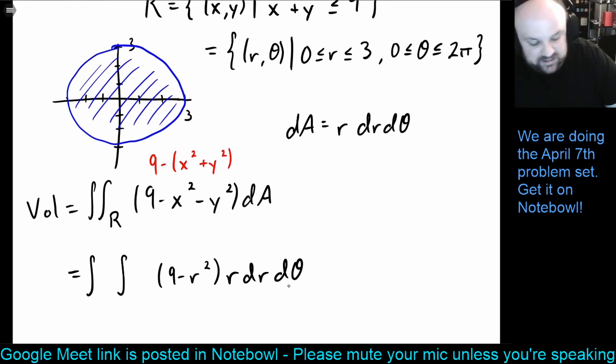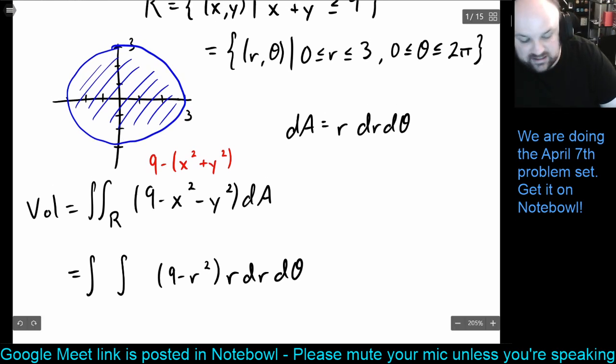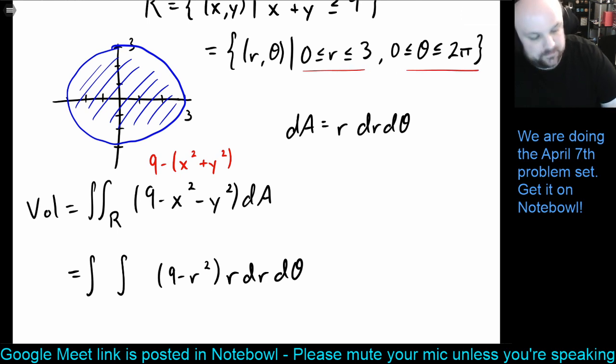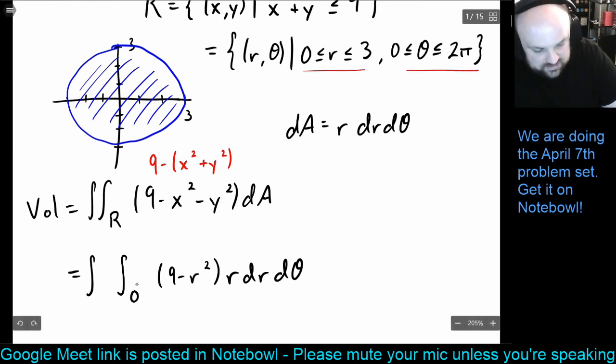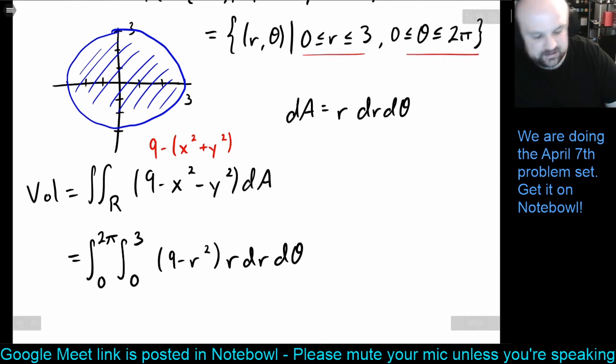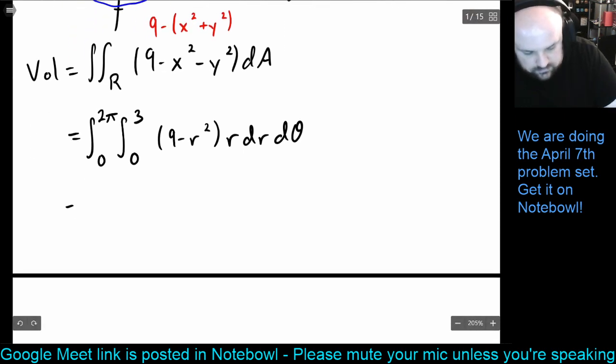Anyway, so we have dr d theta here, and the nice thing is, again, we switched it to polar, and here's exactly our bounds right here. So r goes from 0 to 3. Theta goes from 0 to 2 pi. And so now we just have to integrate this thing. You probably want to multiply this out first.